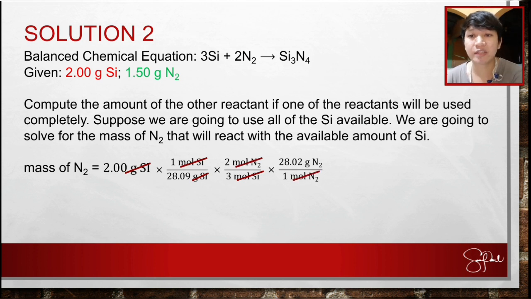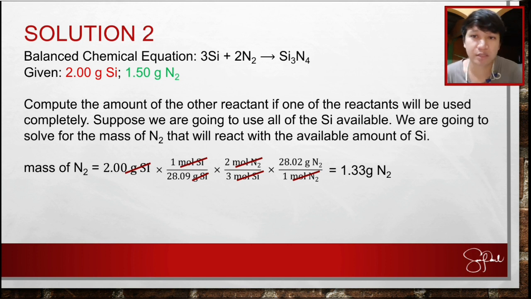And now, we can start our solution, using our calculator. So that's 2 grams times 1 divided by 28.09 times 2 divided by 3 times 28.02 divided by 1. And our answer is 1.33 grams of nitrogen gas. Okay, so that's our answer. That's the amount of nitrogen gas needed to react with 2 grams of silicon.